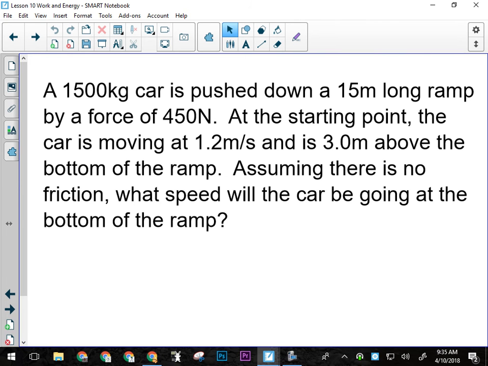Okay, so yesterday we started working on the work energy theorem. We reviewed that work is a change in energy, a change in mechanical energy to be specific, and we talked about how that could mean a change in potential and kinetic energy, both in any given situation.